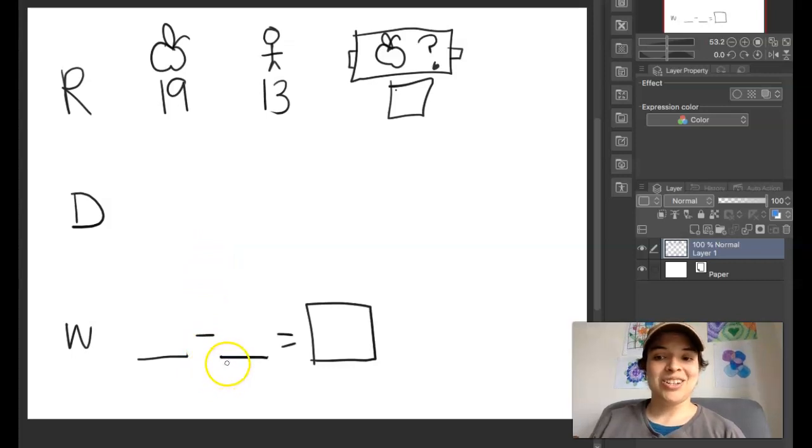So good luck, first grade. And I hope you liked math today. You can send me a message on Seesaw with your drawing and then with your equation. And good luck. I can't wait to see how you do.